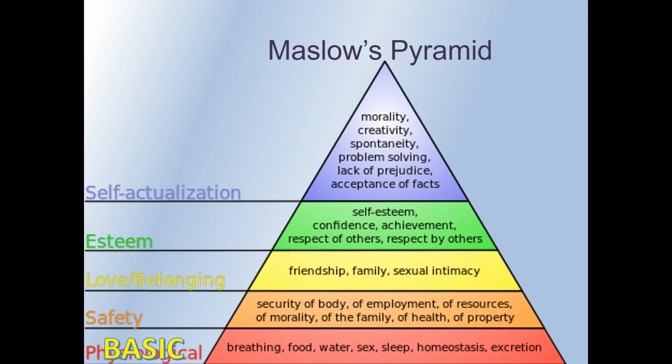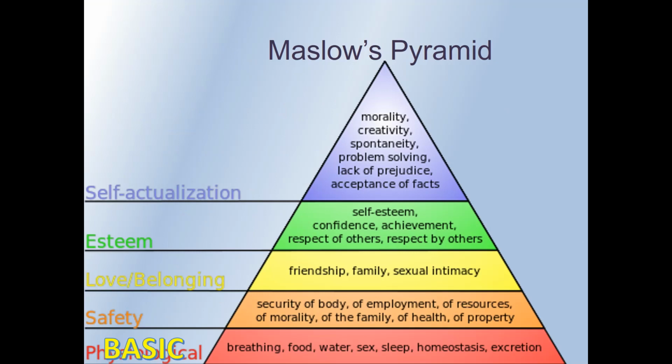So the customer really has different needs. One way to break down what the customer's needs are, first and foremost, is to look at Maslow's pyramid. And here it is. Right at the bottom of Maslow's pyramid, you've got your basic needs, we can call them, just to simplify things: breathing, food, water, sex, sleep, homeostasis, and excretion. These are all basic needs. Then you've got your safety needs: security of body, employment, resources, morality, of your family, health, and of property.